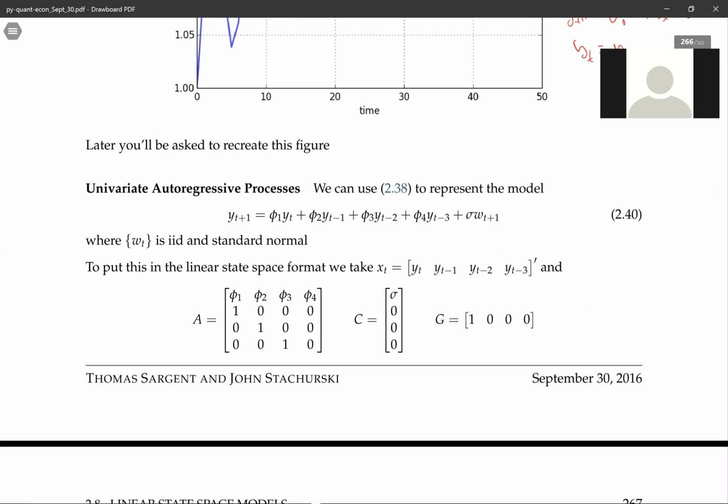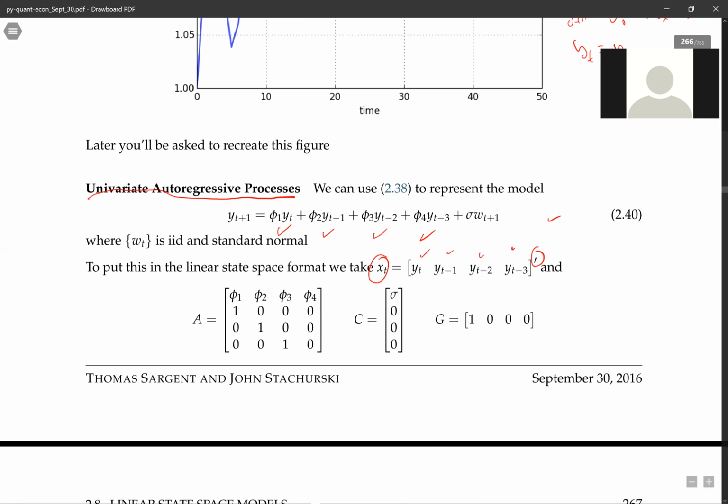Well, so look what I have here. We're going to have a univariate autoregressive process. Here's our process: y_{t+1} is equal to phi 1 and so on. Now this is third order: 1 lag, 2 lags, 3 lags, 4 lags. It's actually fourth order. I can't count. So now how are we going to define the state? Finding the state is an art. Define x_t as equal to this, and that prime means transpose.